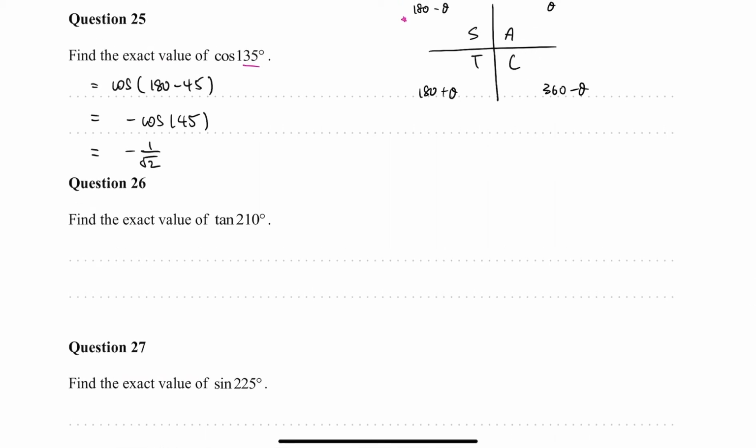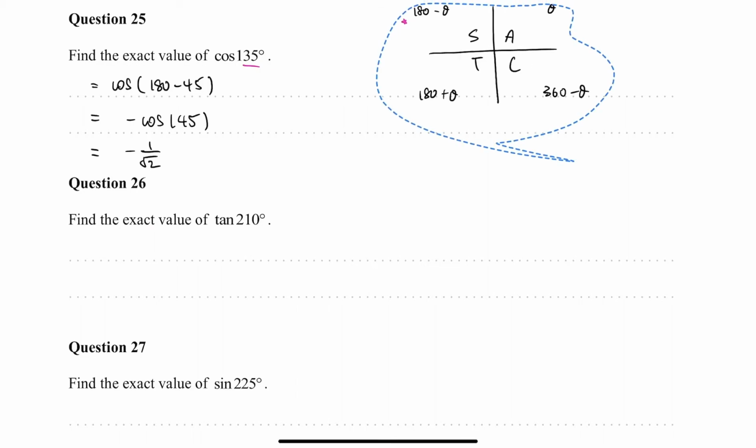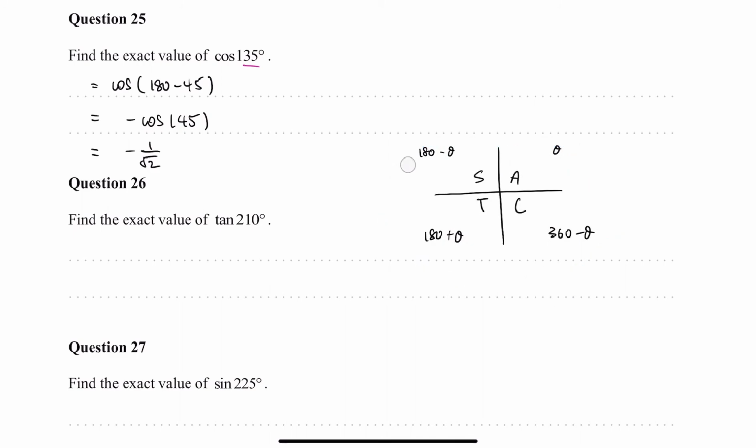It says find the exact value of tan 210. So if we look back at these quadrants, we have 210 in the third quadrant here, right? So we can say this is tan of 180 plus theta, in our case plus 30. And in that quadrant, tan is positive, right? So we can say just positive tan 30. Again, this is another angle which is one of our exact angles. Tan 30 is going to be 1 on root 3.